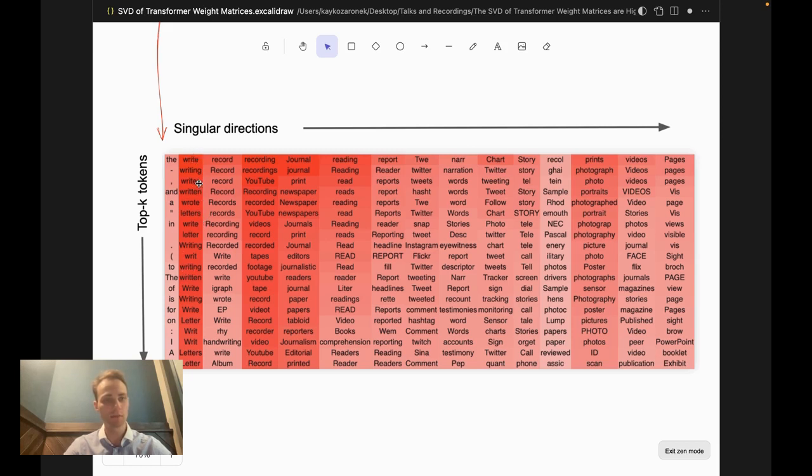We can see that this direction corresponds to writing. So this is one of the main findings of the paper, and with that we can go to a discussion of what we actually think about this paper.